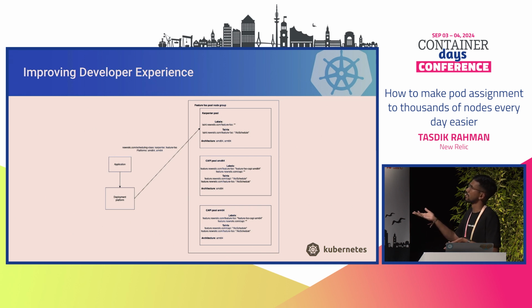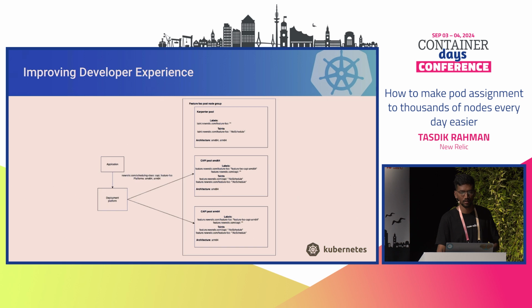And in this case, for example, it's passing Karpenter and feature foo. And then it's also just requesting that, hey, I'm fine with either AMD64 or ARM64. Now, the scheduling rules which get generated would eventually make the Kubernetes scheduler make it land up on the Karpenter pool, since we are requesting Karpenter-specific scheduling constraints also.